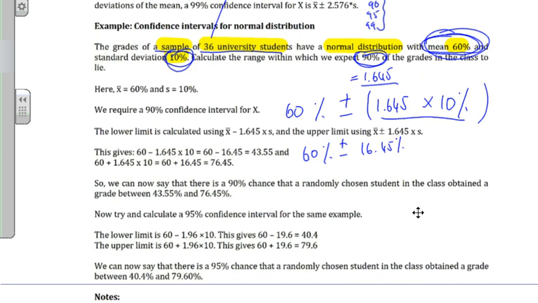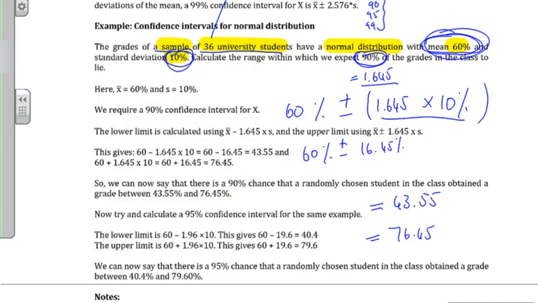16.45%. Now I can conclude, what's my range, guys? My range is going to be 60% plus 16.45, which is equal to 76.45, or 60% minus 16.45, which then is equal to 43.55. That is my range. Is everybody comfortable with that? My lower limit of the range is 43.55, and my upper limit is 76.45.